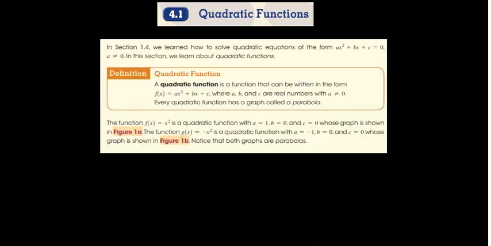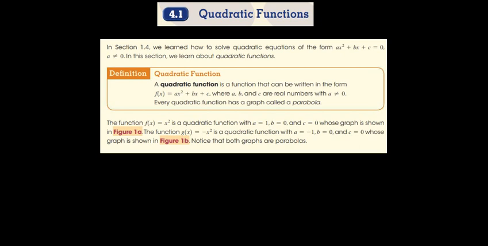Alrighty, in Chapter 4, we began and we learned how to solve quadratic equations of the form ax squared plus bx plus c is equal to 0, where a is not equal to 0. Right, that's a quadratic equation. So if you recall my little hierarchy I did, I did equation, I did functions, I did one-to-ones, and then I did inverses.